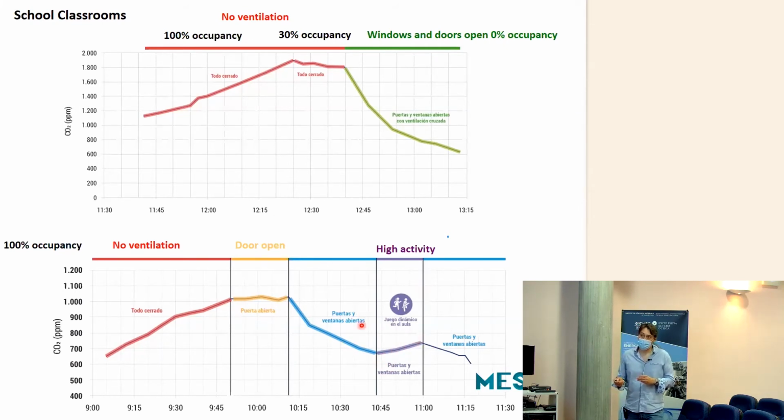So this is a thing that has to be considered also when checking the ventilation of the room: the kind of activity that we are performing inside the room. And finally, it goes down when everything is open again.